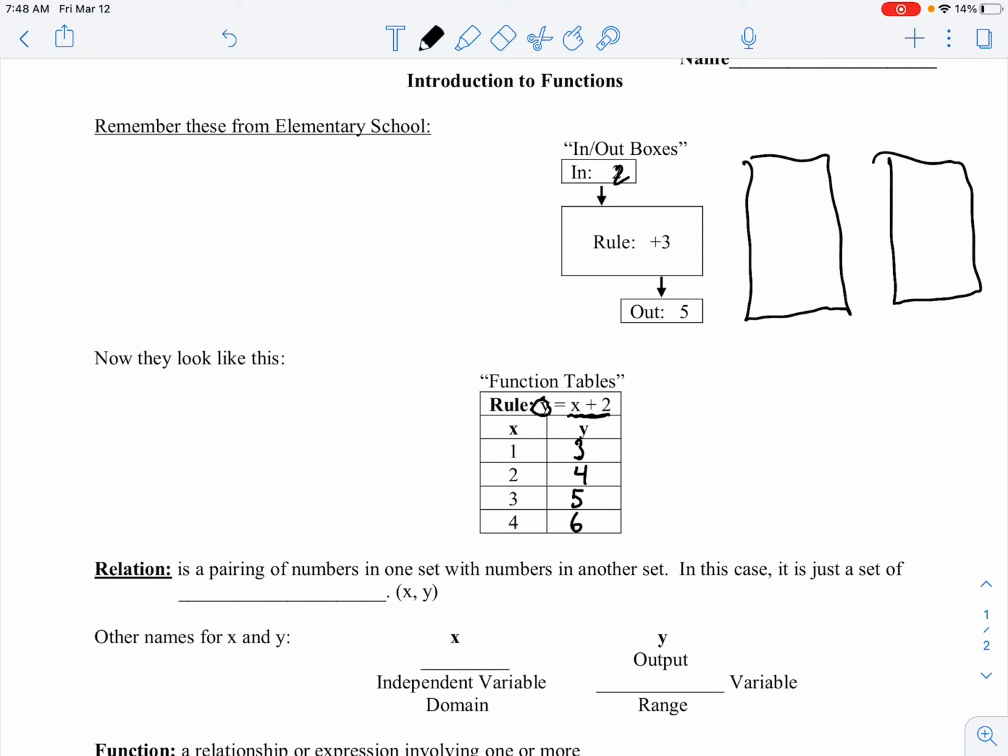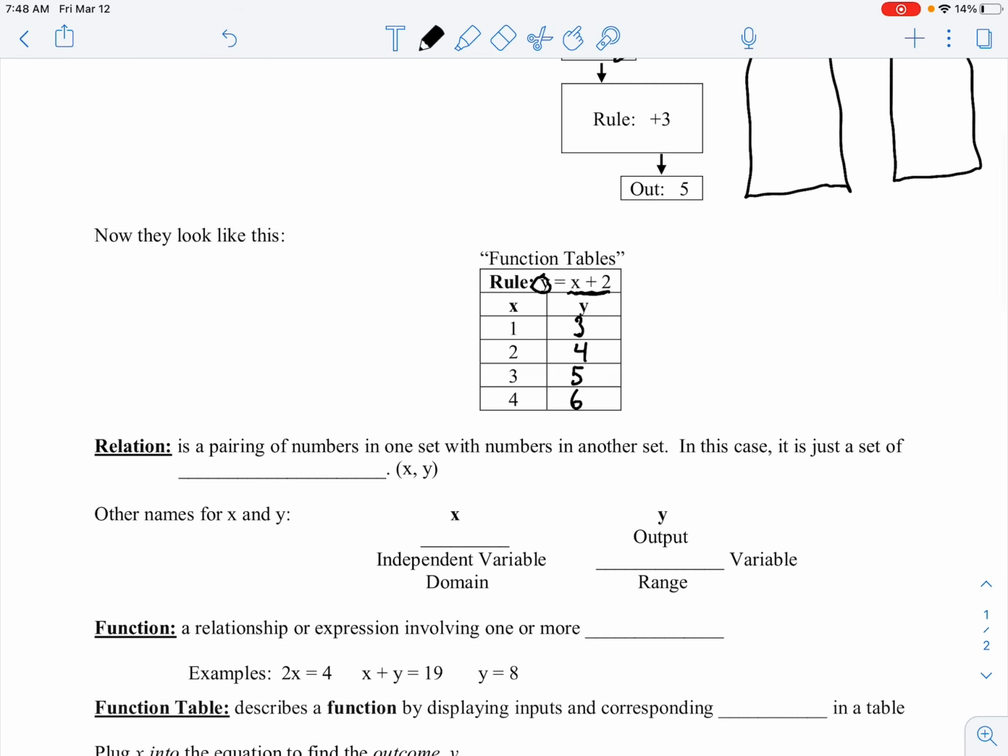So all these are just relations between two sets of numbers. And what a relation is, it is a pairing of numbers in one set, our x's. So we're pairing that up with a set of numbers in another set. So we paired our x and our y values here. So in the case of our function tables, it's just a set of ordered pairs, which is why we had our intro to coordinate plane yesterday, because all a coordinate plane is built up of is an infinite amount of ordered pairs.